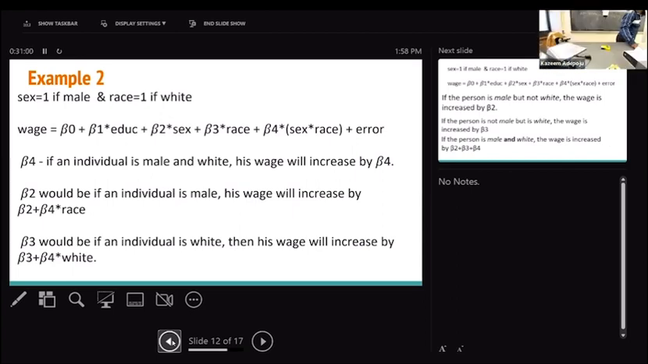Which one? It's a beta 4. No. We're talking about if an individual is male and white, right? Male and white, okay, his wage will increase by beta 4. You know why? Because beta 4 is a contribution of that interaction. Does that make sense?